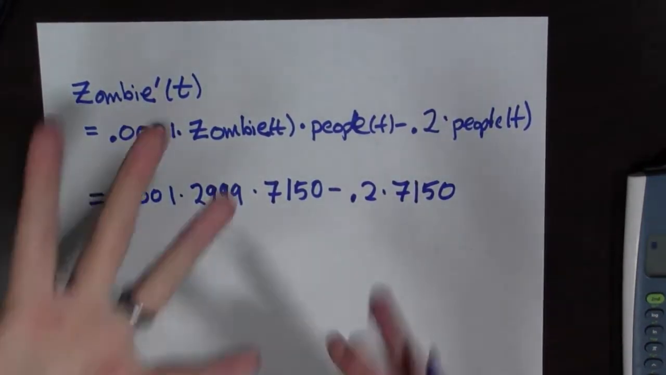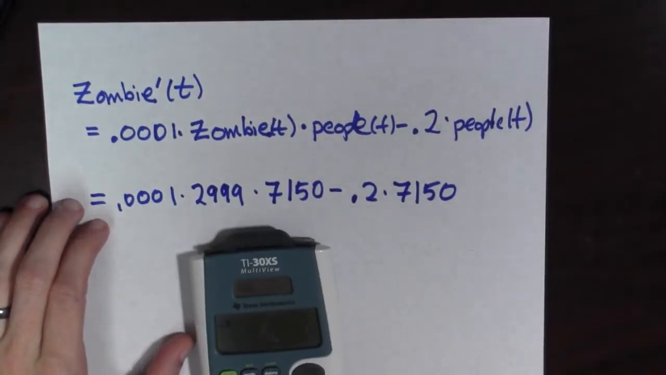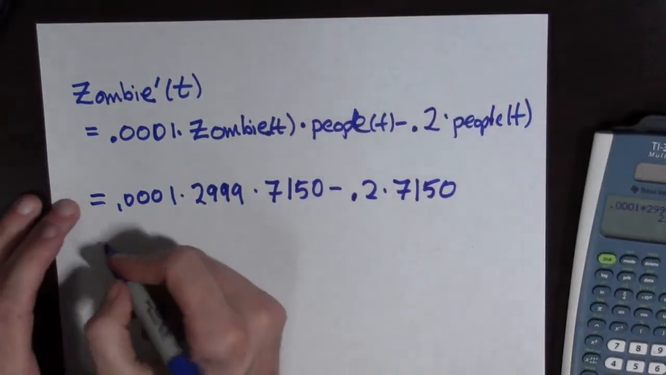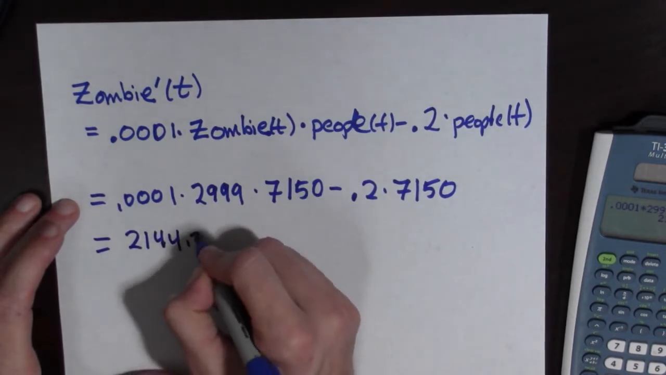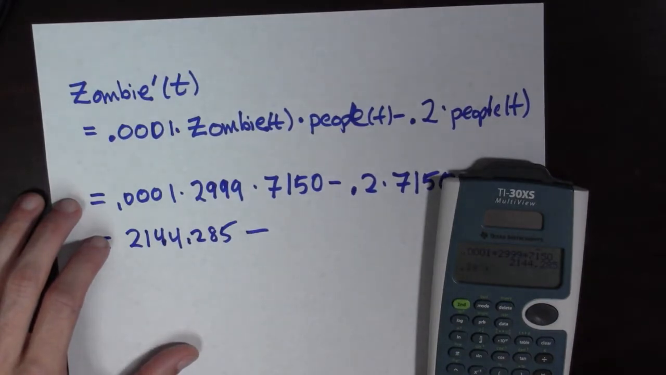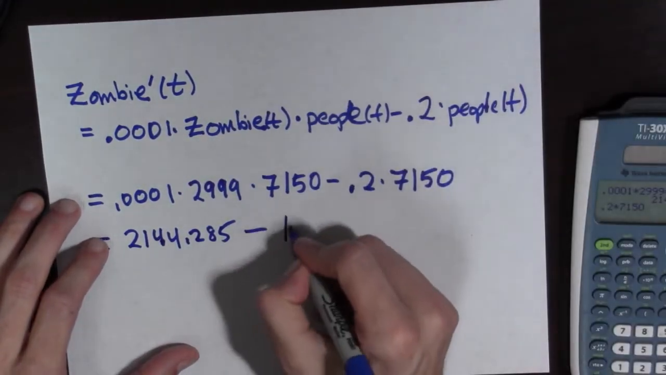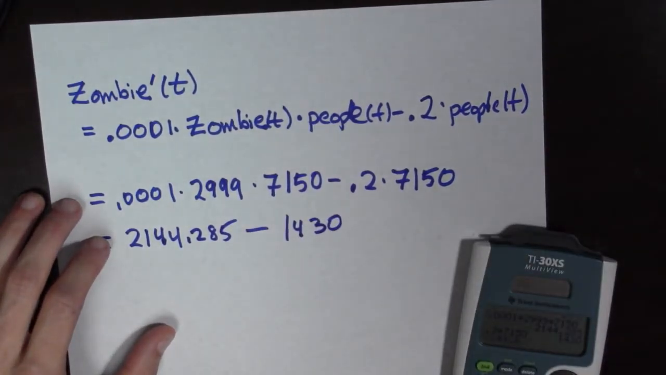Okay. And what does this even mean? Well, I have my trusty calculator here, and so I'm going to do 0.0001 times 2,999 times 7,150. Okay, and I get this is equal to 2,144.285 minus 0.2 times 7,150. 1430, and let's see.